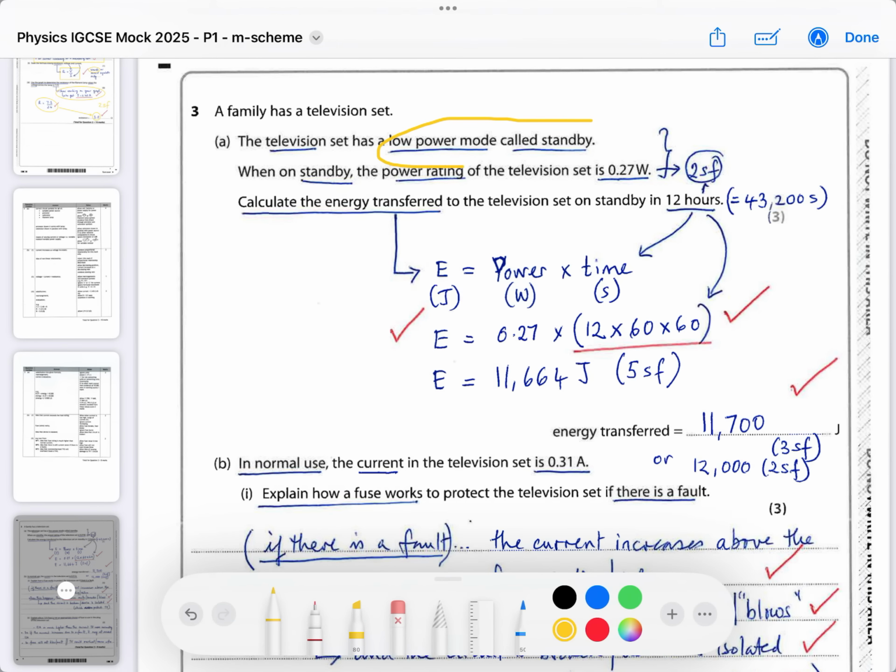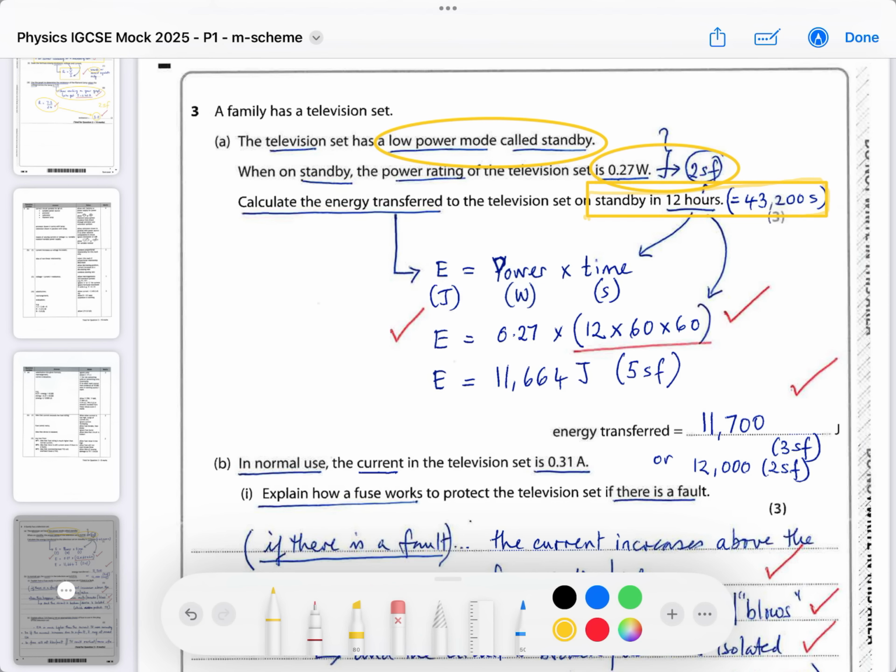It's when it's basically not being used at its full operating voltage. When on standby, it says the power rating of the television set to two significant figures is 0.27 watts. So that's how much power it uses on standby mode. And then they want you to calculate the energy transferred to the television in 12 hours.